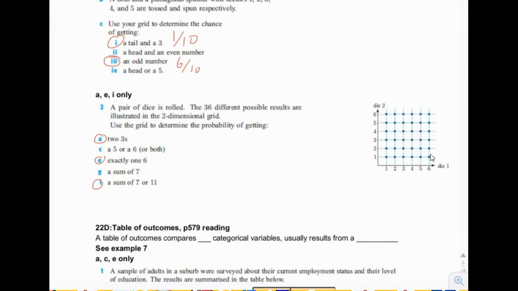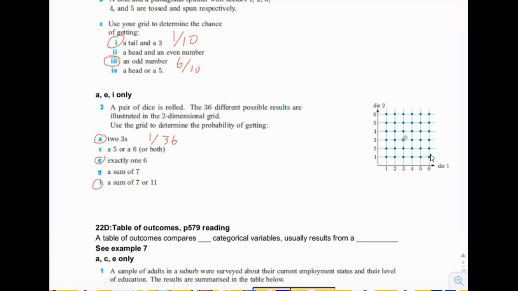A pair of dice is rolled. The 36 different possible results are illustrated in the two-dimensional grid. Use the grid to determine the probability of getting 2 3s. So 2 3s, that would be this one right there, right? So that would be 1 out of 36.